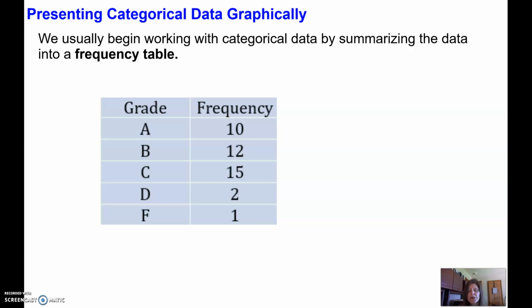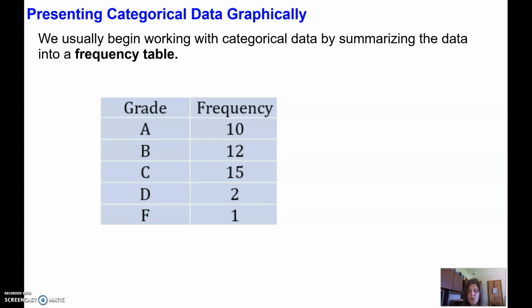It's a table that has two columns. The first one tells me the categories that we have collected and are looking at. And then the second column tells me how many of each category I have. So in this case, we're looking at the grades A through F. And then the second column tells me, well, how many of those did you have? So A, 10 means 10 students had A's, B, 12, 12 students had B's, and so on down the line.